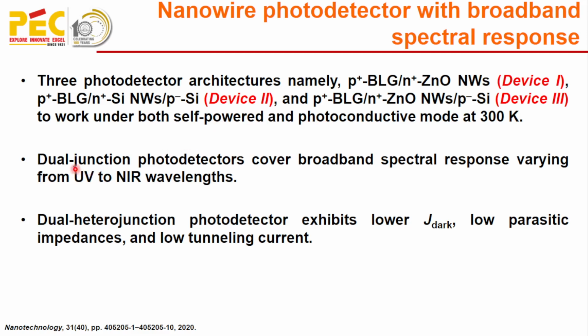And from the results, it was found that the dual junction photodetector will cover a broadband spectral response from the ultraviolet to the near infrared range, and the dual heterojunction photodetector, which is device 3, will exhibit low dark current density, low parasitic impedance, and low tunneling current due to the high electric field at the heterojunctions.